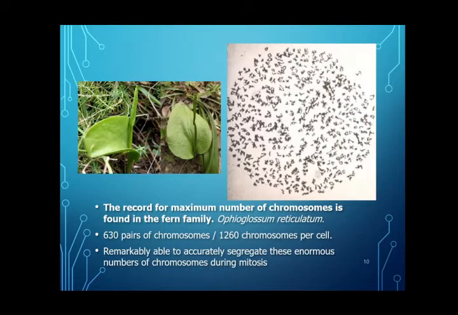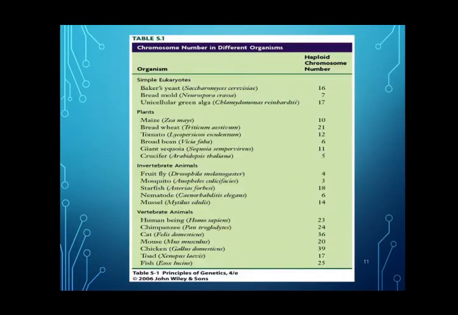The record for maximum number of chromosomes is found in the fern Ophioglossum reticulatum. They have 630 pairs of chromosomes, which is 1,260 chromosomes per cell. It is remarkable that they are able to accurately segregate this enormous number of chromosomes during mitosis. So this is the chromosome number in different organisms.